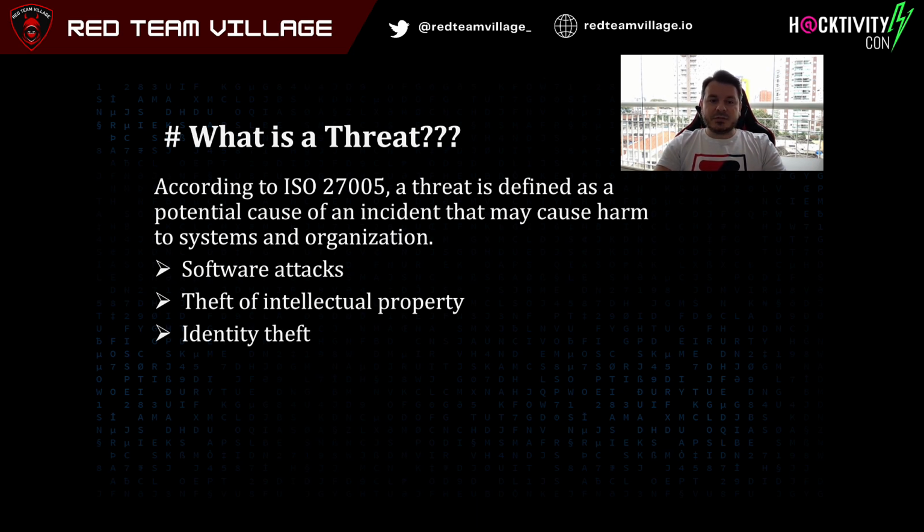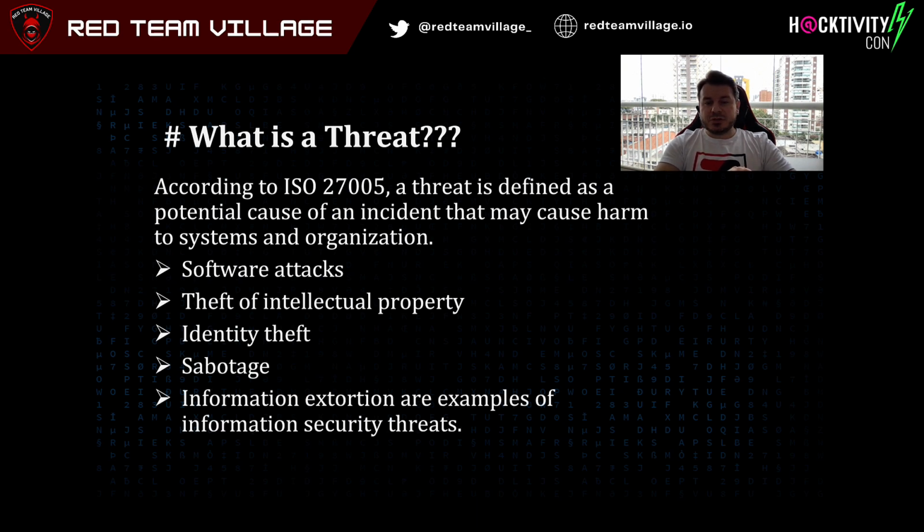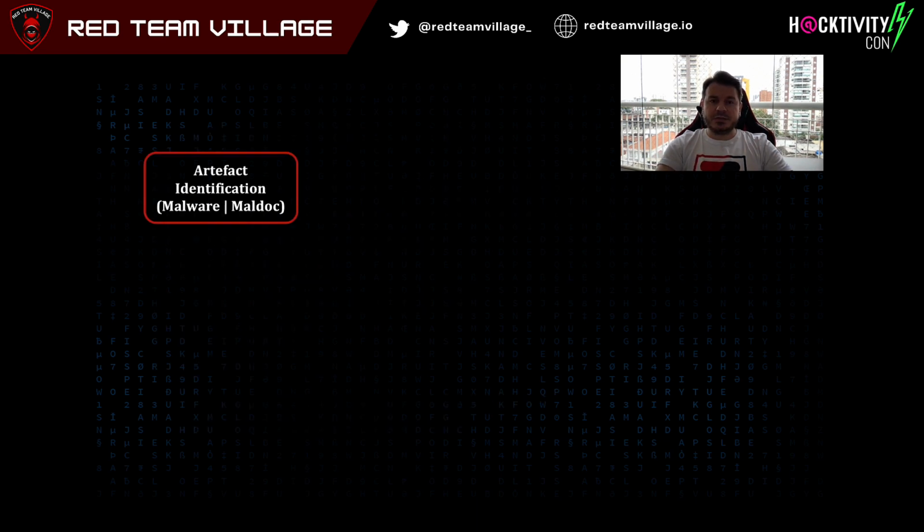Identity theft, because of this many companies now are applying the zero trust concept using identity access management and privileged access management, because the identity of the company is pretty important, right? And sabotage is another different threat, okay? Because probably when you expose some information on the internet, it may be from the attacker, or maybe it's sabotage from some malicious person or threat actor. And information extortion are examples of information security threats. Okay, so just to put all those people on the same page.